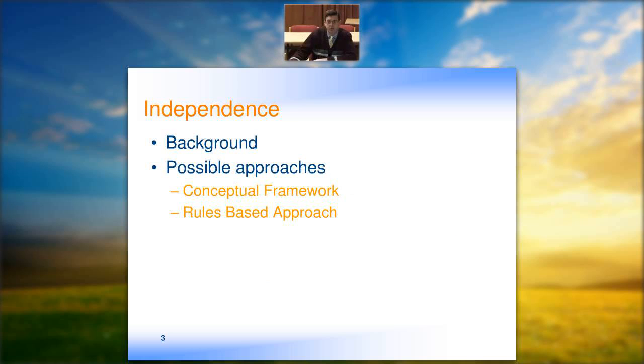On the whole question of independence and ethics, I suppose it's fair to say that there are two ways that you could go about ensuring that auditors stay independent. One is what they call a conceptual framework, and one is what they call a rules-based approach. Very broadly, in the UK and in countries that follow a UK legal model, we tend to use a conceptual approach, whereas in the US they tend to use more of a rules-based approach.